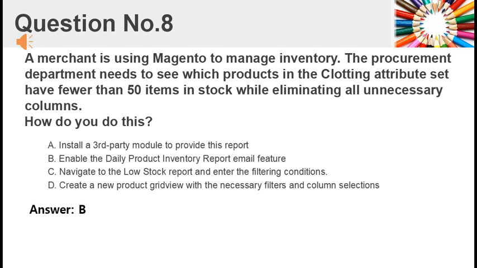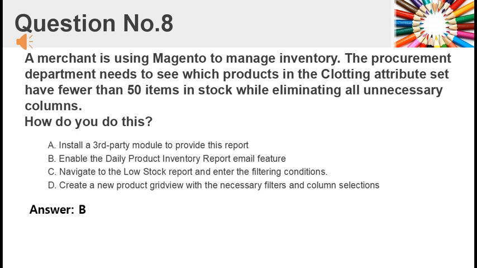A merchant is using Magento to manage inventory. The procurement department needs to see which products in the Clothing attribute set have fewer than 50 items in stock while eliminating all unnecessary columns. How do you do this?